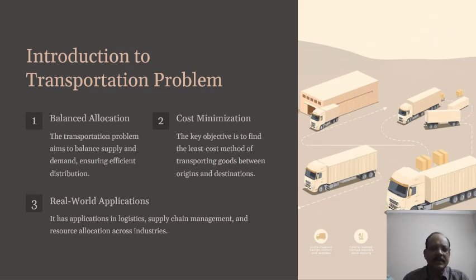Practically, it may not be so. Supply may be more than demand, or demand may sometimes be more than supply. Such problems we call unbalanced transportation problems. When using methods for solving the transportation problem, it will be converted into a balanced one. For that, you have to create a dummy origin or dummy destination, and it is then automatically converted into balanced. So the transportation problem aims to balance supply and demand, ensuring efficient distribution.